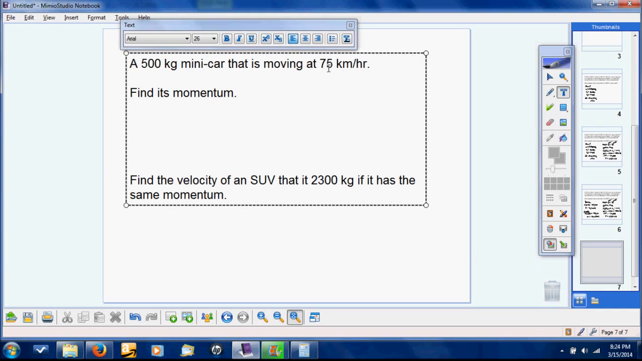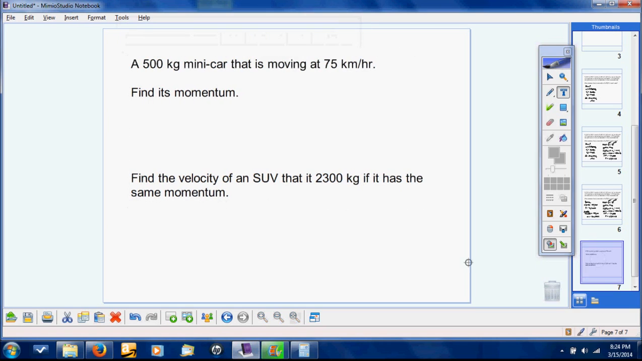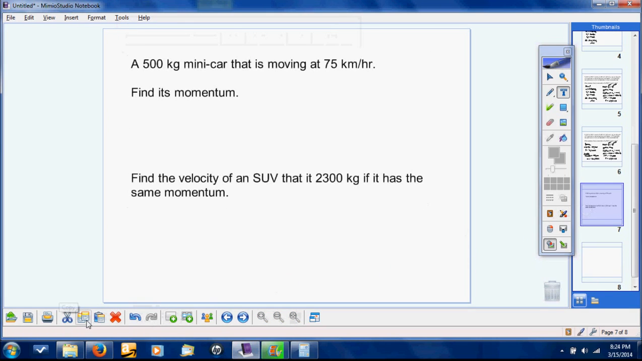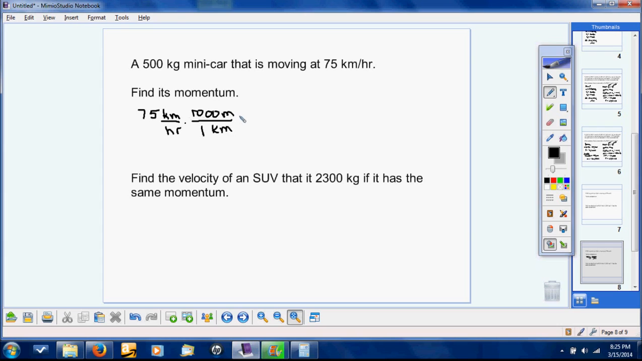First of all, we have a problem. We have 75 kilometers per hour, and our calculations are supposed to be in, hopefully you said, meters per second. Okay, so we need to do a little bit of a change. We need to change that to meters per second. Don't forget there are 1,000 meters in a kilometer, and there are 3,600 seconds in an hour.